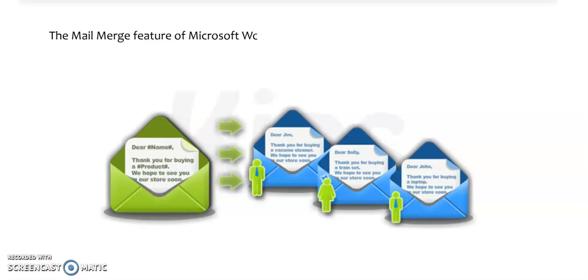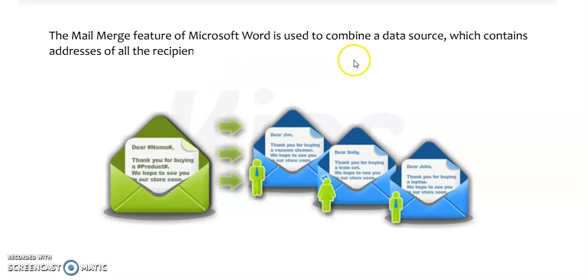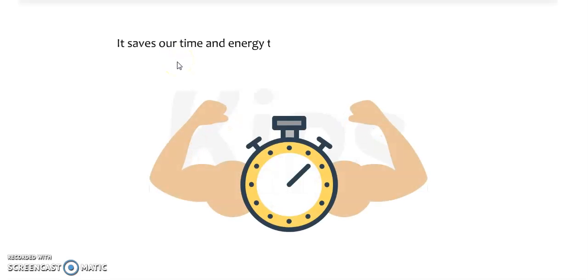With this very important feature of MS Word, we do not need to type letters again and again if you want to send the same message to different people. With this feature, we can do it very easily. This feature is used to combine a data source, which contains the addresses of all recipients, with the main document. It saves our time and energy when sending letters to multiple addresses.